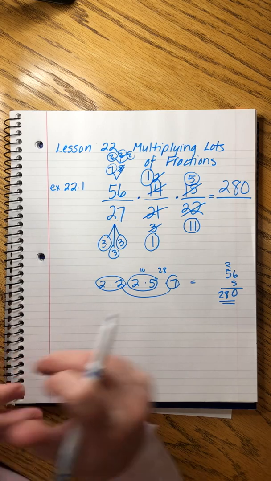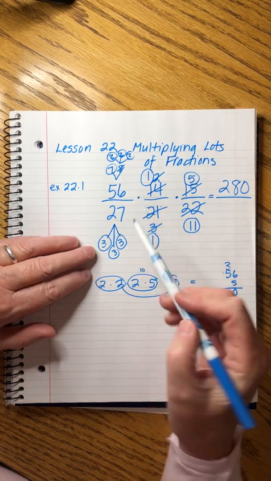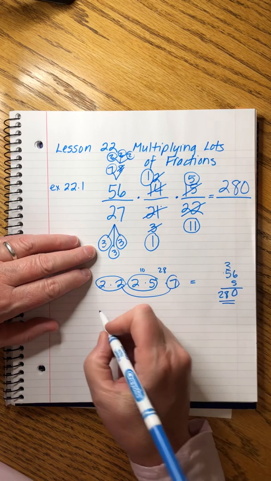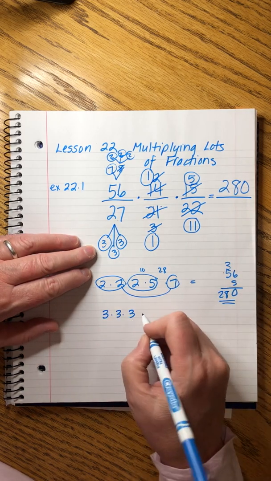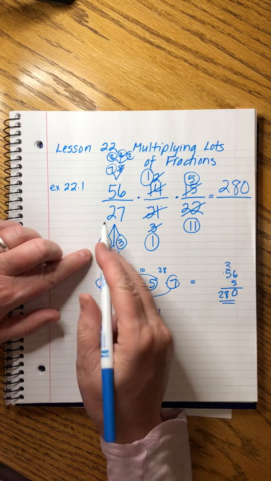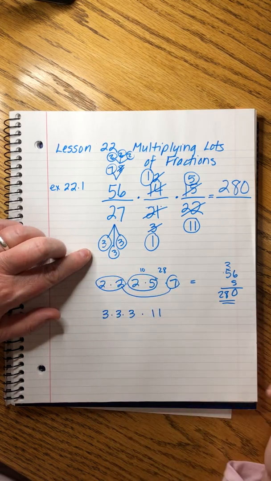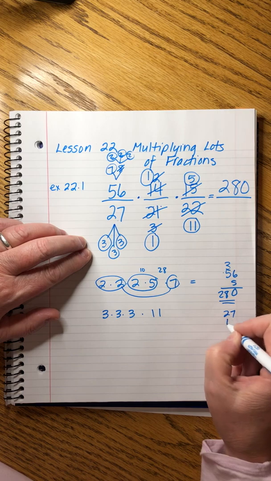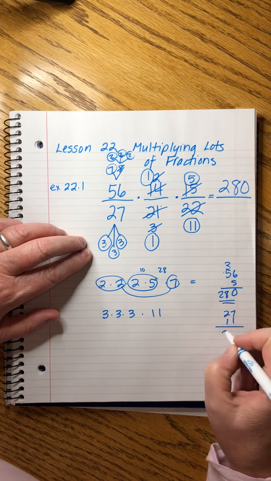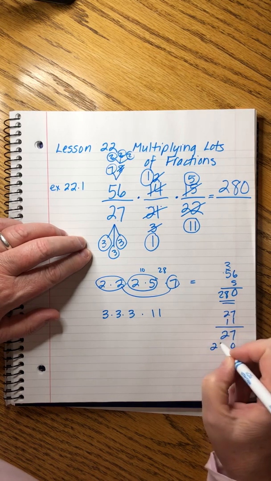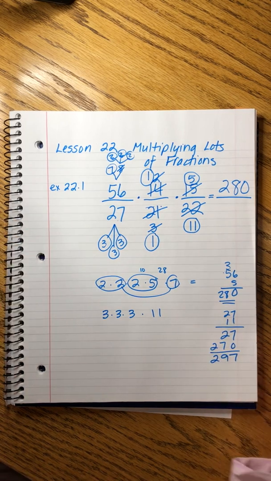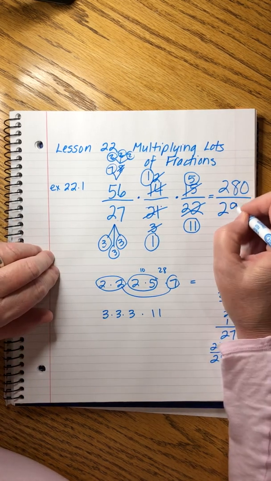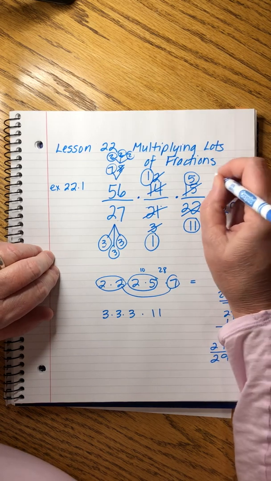All right, so we've got our numerator down. We know we can't do anything more up here, so let's find our denominator. It's 3 times 3 times 3 times 11, and we already know that's 27 times 11. So let's go 27 times 11, and that is like that. And that is our denominator. So this is our final answer.